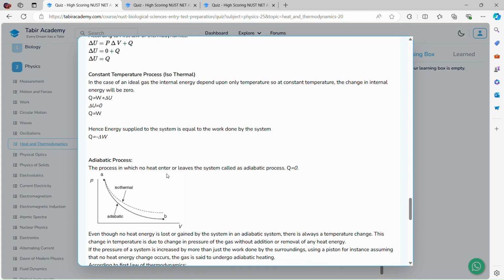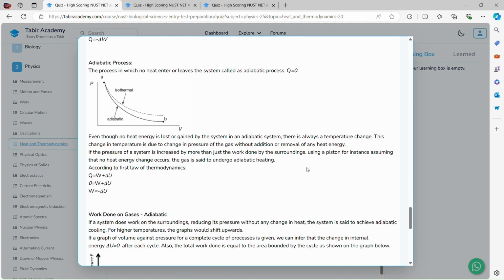Adiabatic process. The process in which no heat enters or leaves the system is called an adiabatic process. Q equals 0.